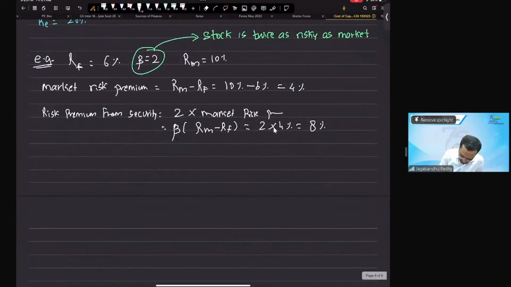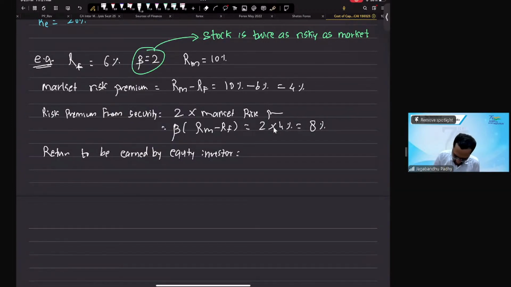So how much return should we get? Return to be earned by the equity investor. Will the equity investor ask for only 8% return? No. Anyways, I would have got the return of 6% without any risk, plus additionally the risk premium that I should get is 8%. Which is nothing but RF plus beta into RM minus RF. That's the return to be earned by the equity investor, or that's the formula for K.